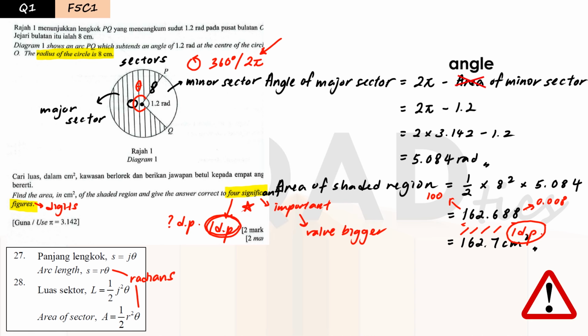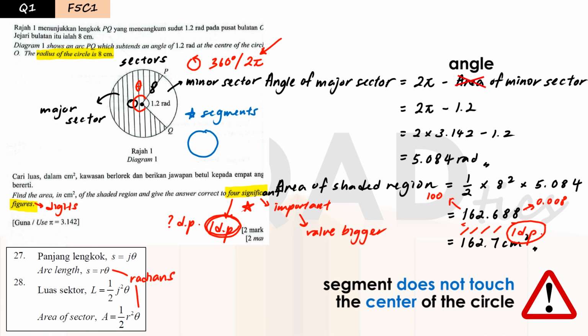But before we go to the next question, I just want to have a revision on something else. Some students are confused between the word sectors and another word which is called segments. What is the difference between sectors and segments? Segments are the part of the circle that does not touch the center of the circle. For example, the center is here, but our line here doesn't touch the center of the circle, and this area will be called the segment.